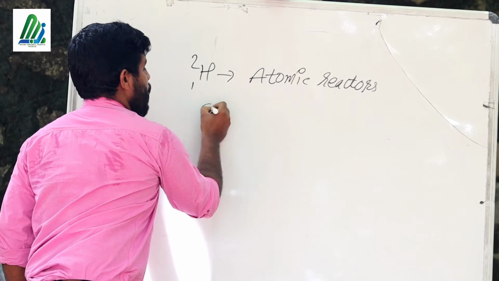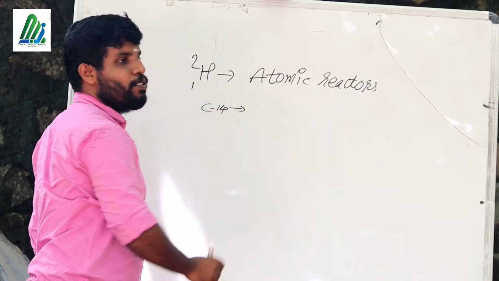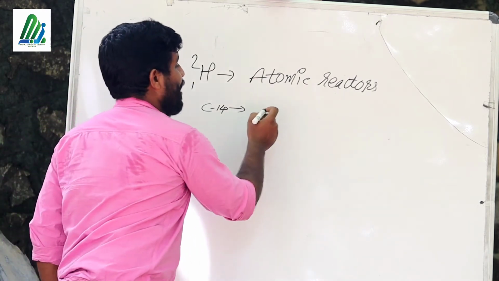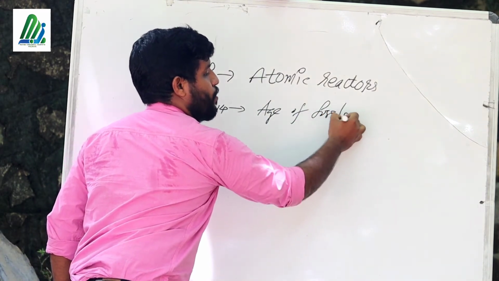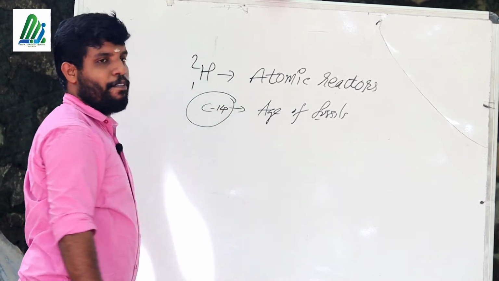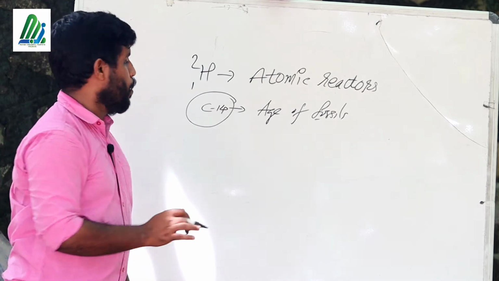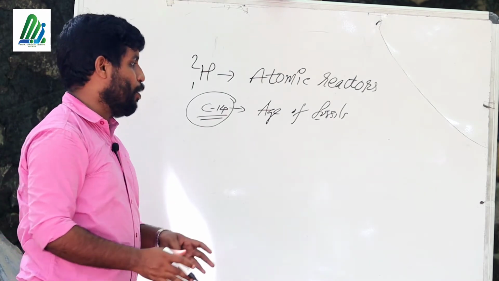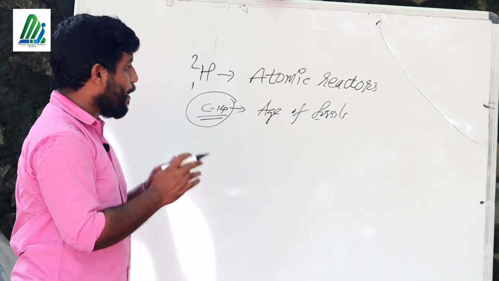Then carbon 14. Carbon 14 is used to find the age of fossils as a part of carbon dating. Their age will be calculated by using the isotope carbon 14. That method is known as carbon dating. So carbon 14 is an isotope used for carbon dating, to find the age of fossils and archaeological materials.